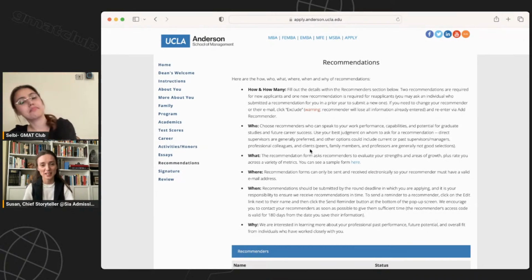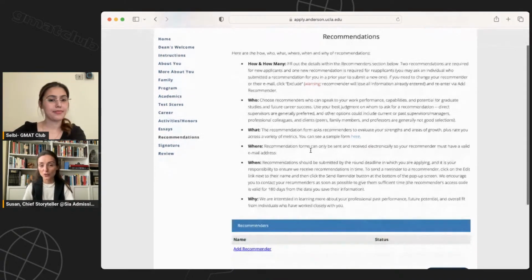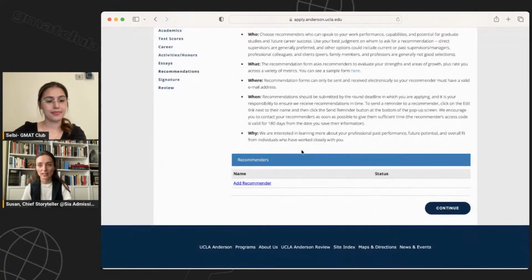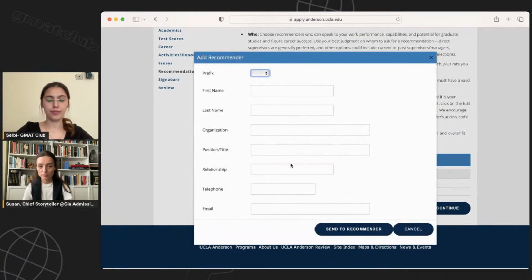Makes sense. Okay, so your recommenders, this is a question that I often hear. Who are the recommenders? Who do I choose? What should they say? Choose recommenders that can give specific examples of your experience, of your contributions to a given project, a given team. So these should be someone that's above you in rank in the organization. It should be someone that has directly seen your work, so they can use a specific example in their letters of recommendation. So here you're going to fill in their information.